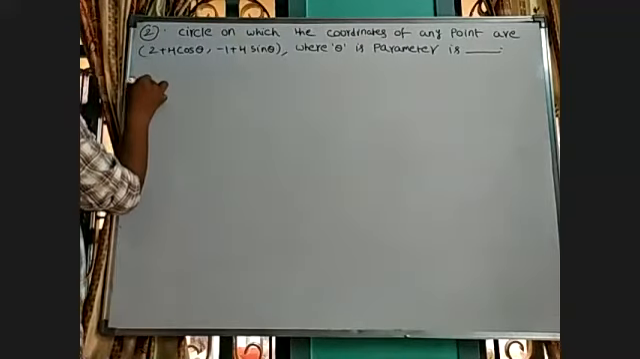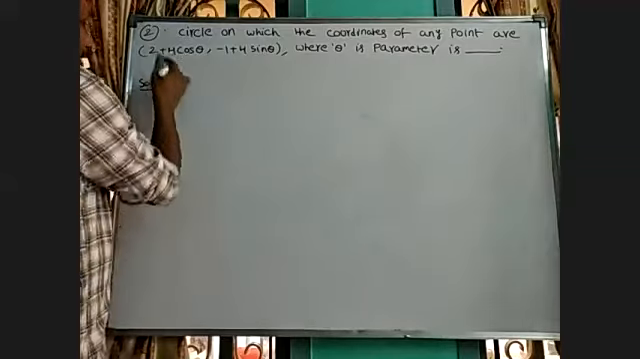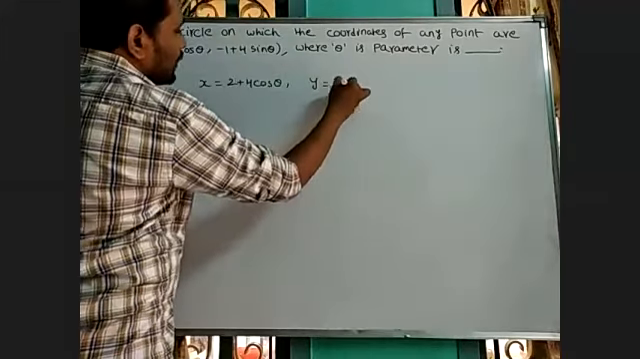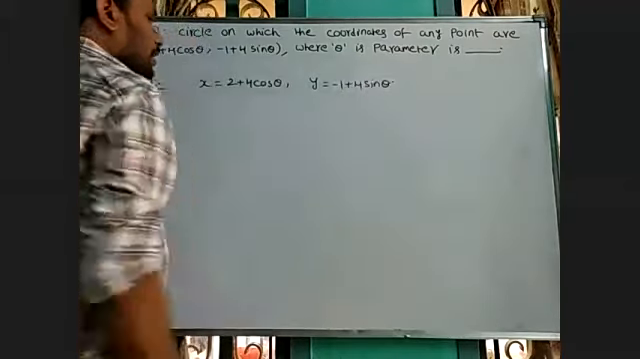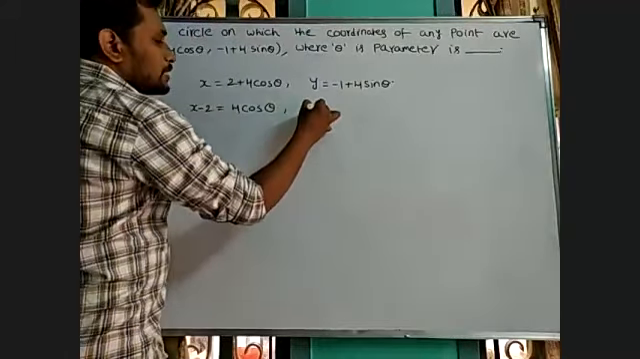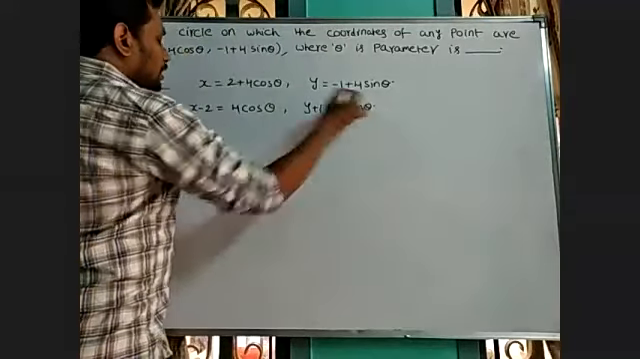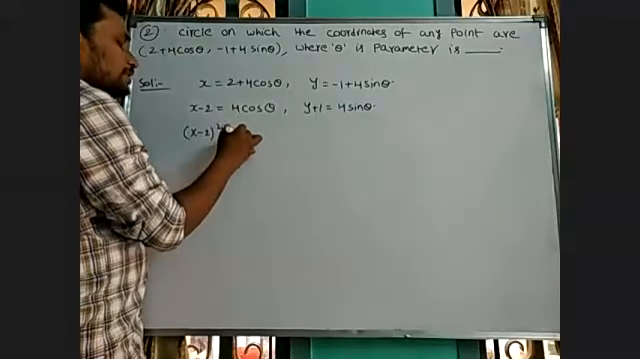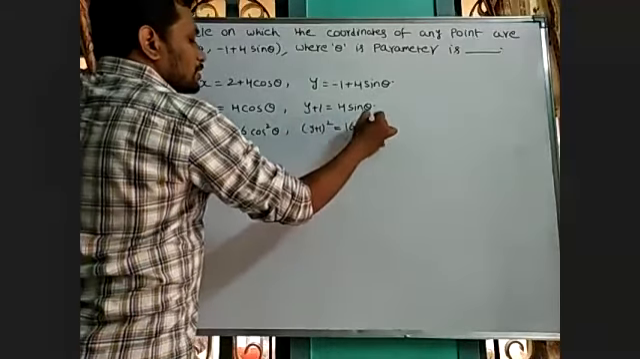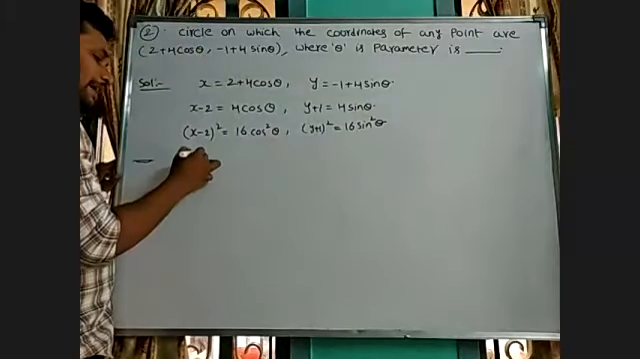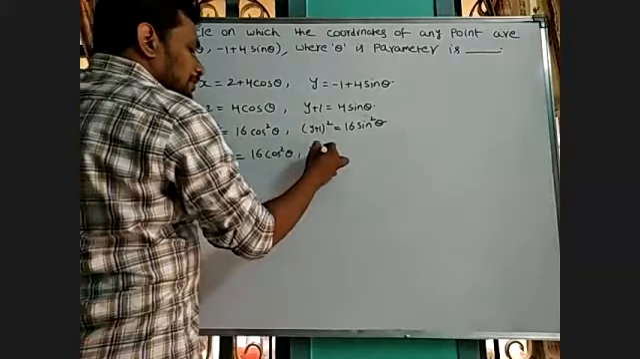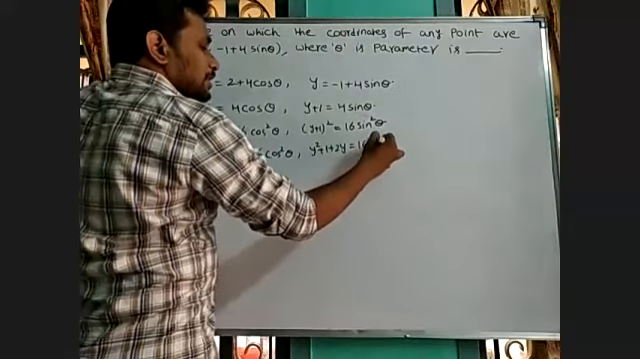See there, what we can do. These are parametric equations. x is equal to 2 plus 4 cos theta. Next, y is equal to minus 1 plus 4 sine theta. From this, x minus 2 is equal to 4 cos theta, y plus 1 is equal to 4 sine theta. If you square it, what do we get? (x minus 2) whole square is equal to 16 cos square theta, (y plus 1) whole square is equal to 16 sine square theta. If we expand it, x square plus 4 minus 4x equals 16 cos square theta, y square plus 1 plus 2y equals 16 sine square theta.